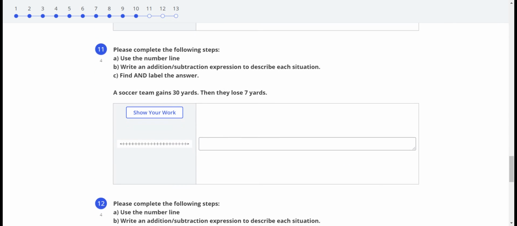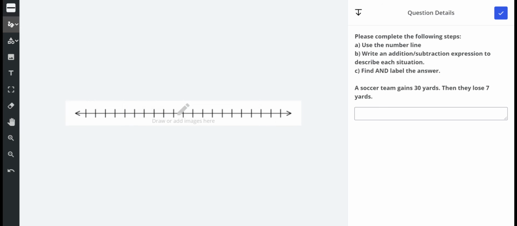Number 11. Please complete the following steps. Letter A, use the number line. Letter B, write an addition or subtraction expression to describe each situation. And C, find and label the answer. So we have a soccer team that gains 30 yards and then loses 7 yards. Okay, so they gain 30 yards. So that means that we are at, we'll put the number 30 right here.